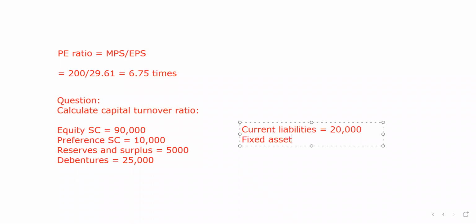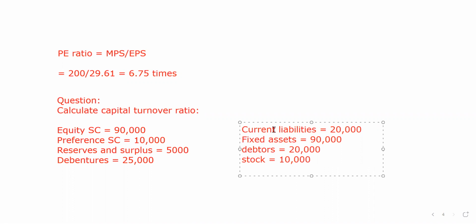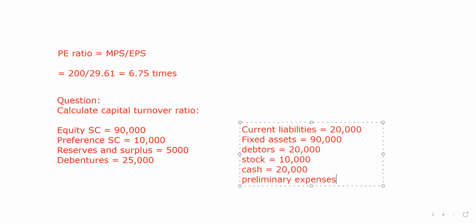Fixed assets, 90,000. Debtors, 20,000. Stock, 10,000. Cash, 20,000. Preliminary expenses, 10,000. Okay. So you can take a screenshot of the question.